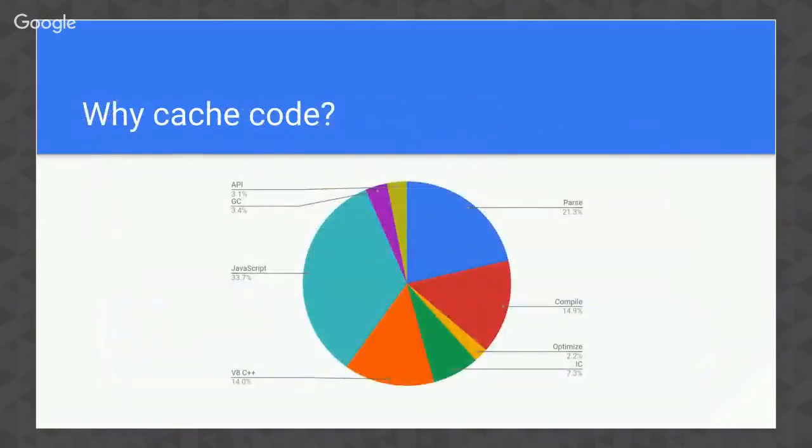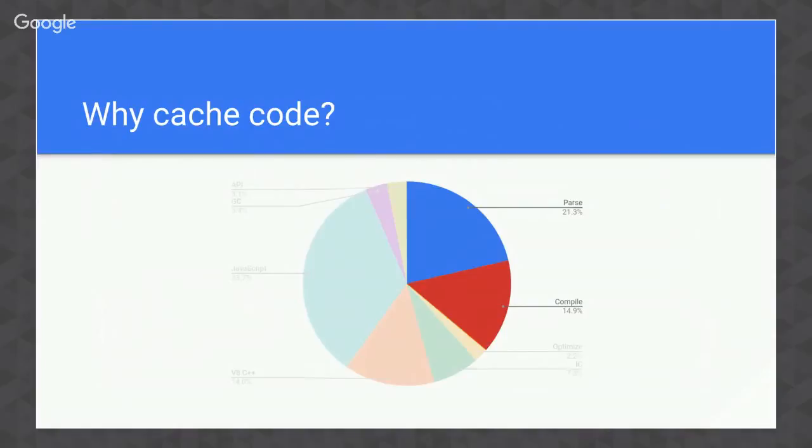So why do we want to cache code? Why am I giving a talk about code caching? It turns out that these parse and compile stages actually take up over a third of time spent in V8 in total. So they're prime candidates for things that need to be sped up, and the best way to speed something up is to not do it at all.